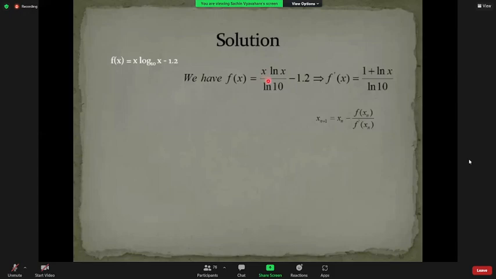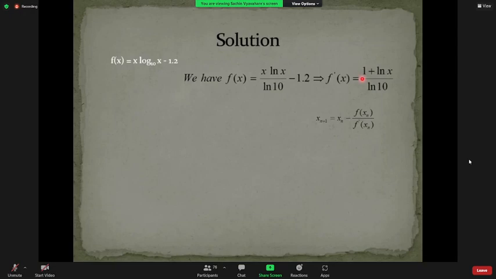Now remember ln 10 is a constant that remains as it is in the denominator. We have to write the derivative of x into ln x, or x into log x. So we just use the product rule: first into derivative of second, that is x into 1 by x, plus ln x into 1. So that is f dash x. And the derivative of minus 1.2 is 0. Is that clear? This is f dash x.